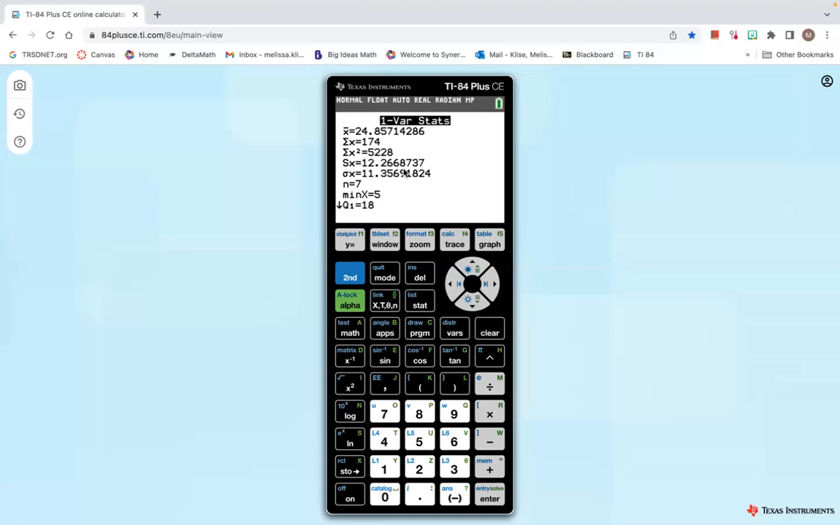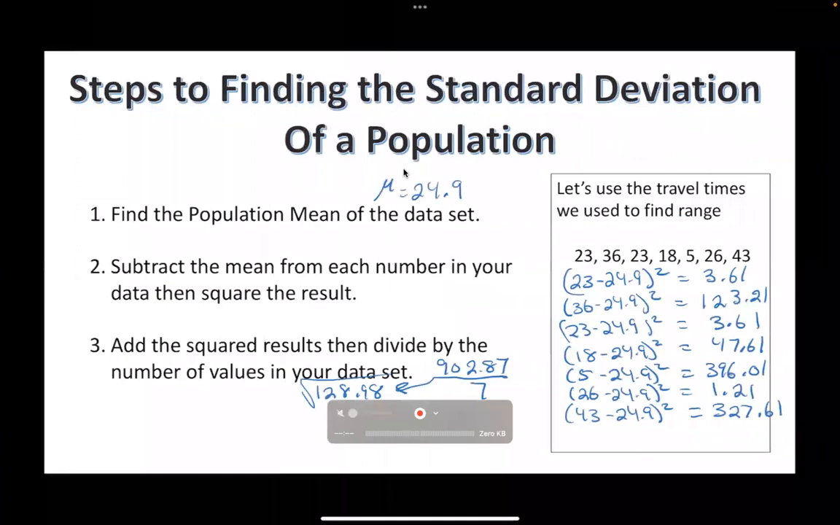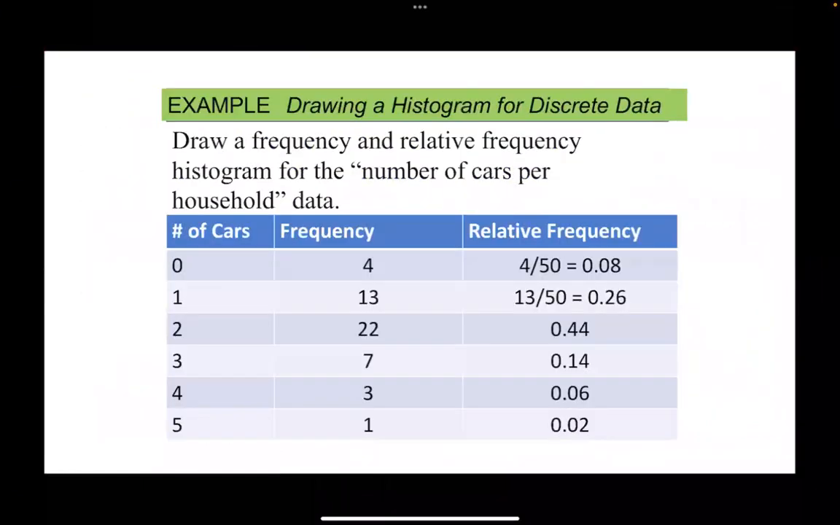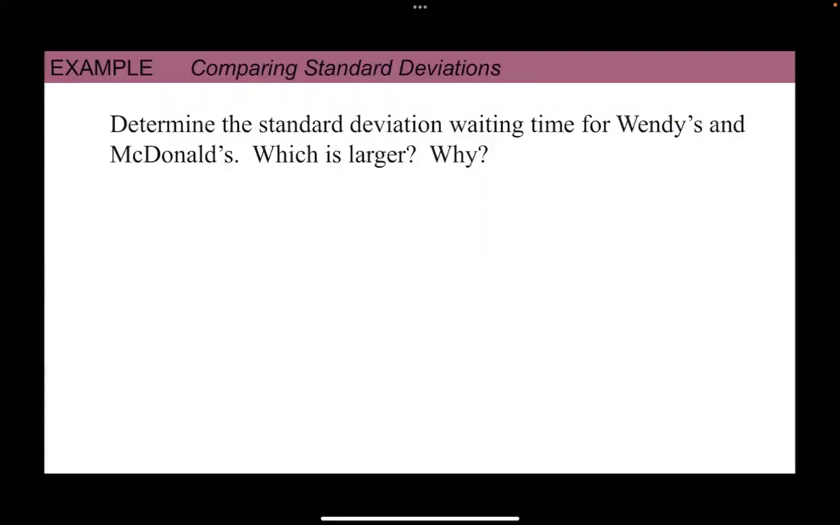All right, I'm going to get back to the other screen. I don't care about the histogram. We're going to real quick talk about comparing standard deviations, and then we're going to move on to the empirical rule. We probably have about 15 minutes left, just kind of giving you an estimate. So thank you all for bearing with me.